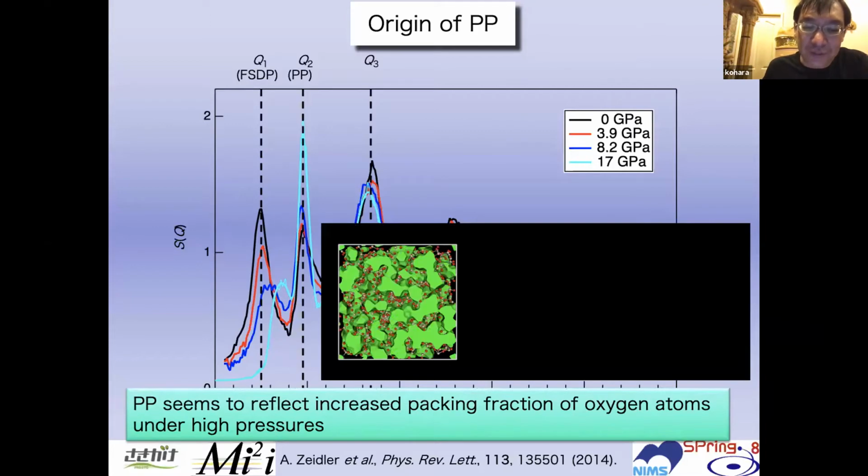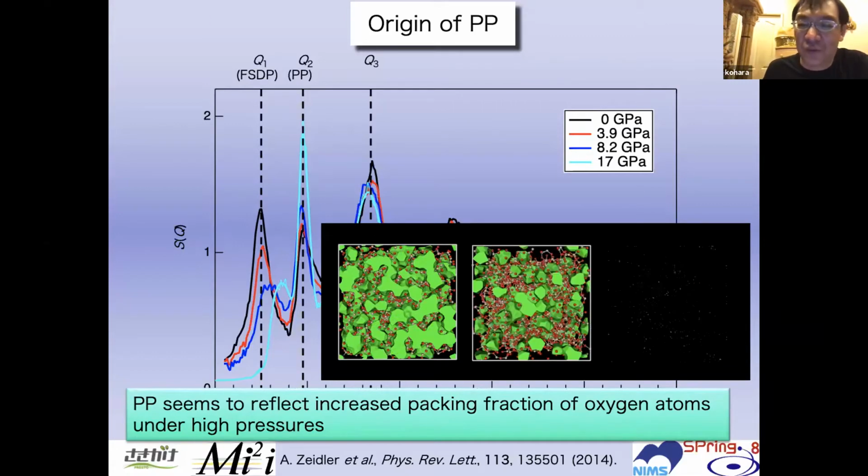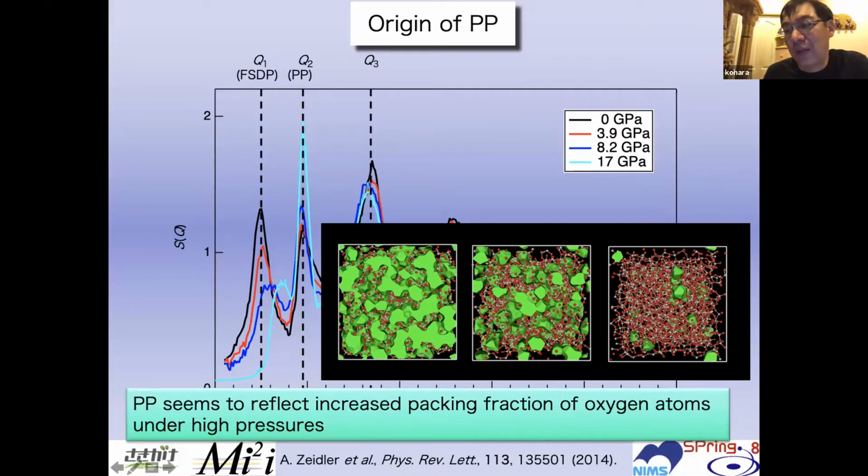Of course, this modification is associated with a reduction of cavity volume, as shown here. This is really densified silica. Of course, the short range structure remains the same, tetrahedra with a corner sharing motif. But with just a reduction of cavity volume, we can see a very obvious change in diffraction patterns.